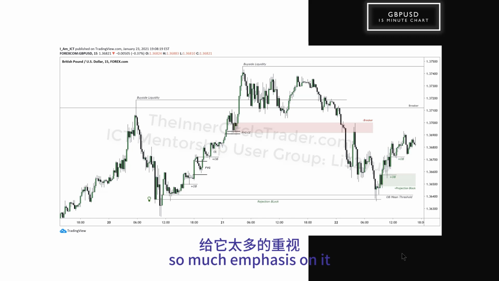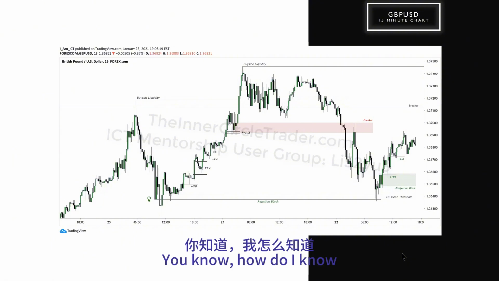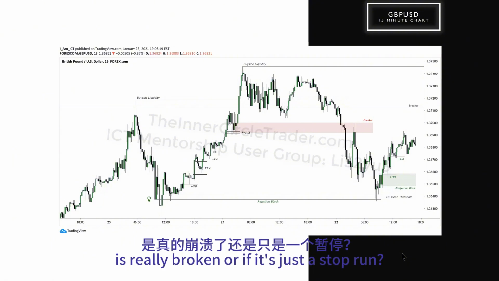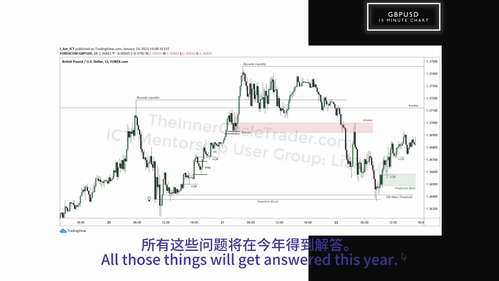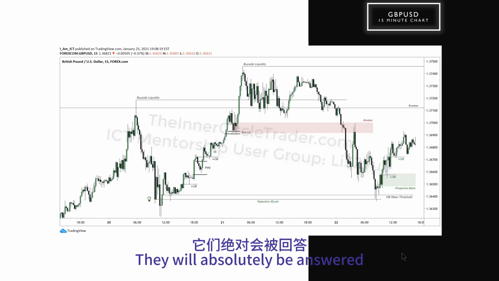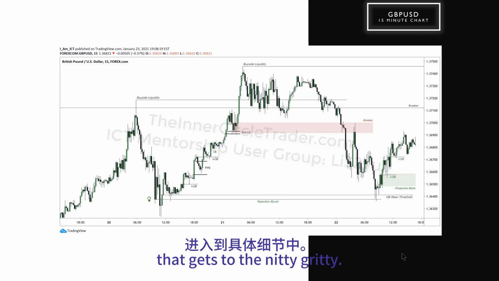You just didn't put so much emphasis on it because you were worried about, when do I buy the wick? When do I buy the body? How do I know if the market structure is really broken or if it's just a stop run? All those types of questions. All those things will get answered this year. They will absolutely be answered, and you'll have a whole lot more things to look for in price action that gets to the nitty gritty.